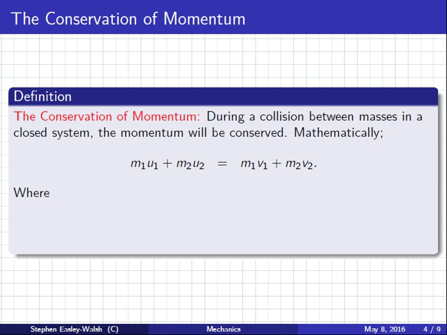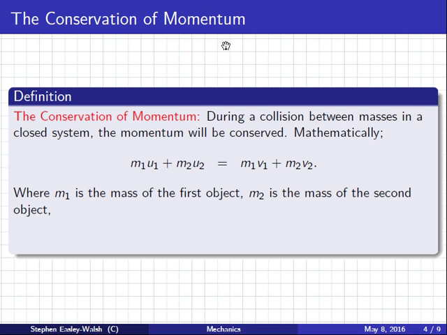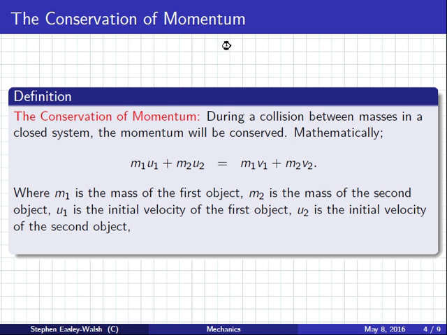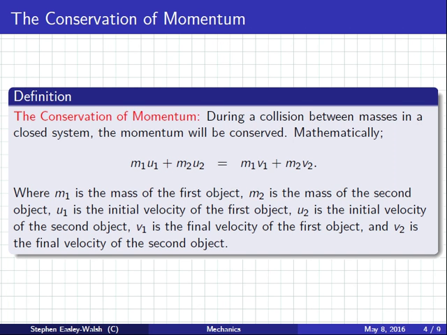Can you see how it's like KE1 plus PE1 equals KE2 plus PE2. So m1u1 plus m2u2 equals m1v1 plus m2v2. Where m1 is the mass of the first object, m2 is the mass of the second object. u1 is the velocity of the first object at the start. u2 is the velocity of the second object at the start. v1 is the final velocity of the first object. And v2 is the final velocity of the second object. Now, you don't need to write all that down if you know that. This is what we need. Okay, do you have this formula? Yep. Okay. Continue.